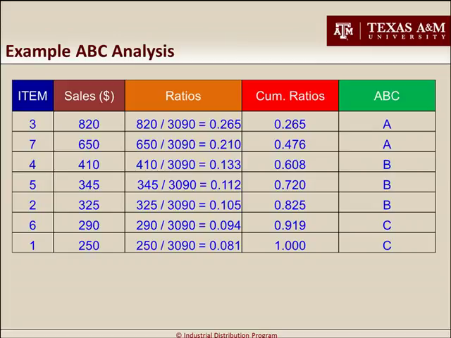To calculate the cumulative ratio, basically we add 0.265 and 0.210 together, and you end up with 47.6% or 0.476. What it means is item 3 and 7 together basically generate 47.6% of the sales, right? Then you go at the fourth item 4, I'm sorry, your sales number goes to 60.8%, and then you end up with those other cumulative ratio numbers.